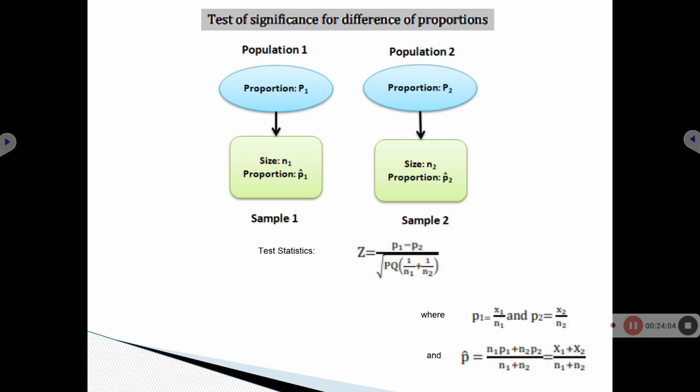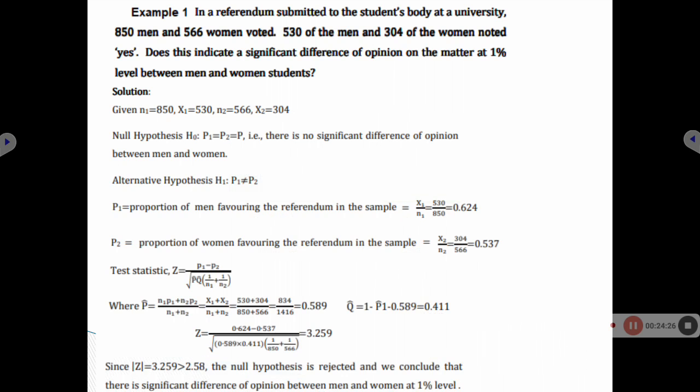So from this we know that if you multiply N1 into P1, you will get X1 is equal to P1 N1. So instead of N1 P1, we have written it as X1. And similarly, if you calculate from here, you will get N2 P2 as X2. So instead of N2 P2, we are writing it as X2. Okay, so X1 plus X2 divided by N1 plus N2. Even if you know these values, we can calculate our P.